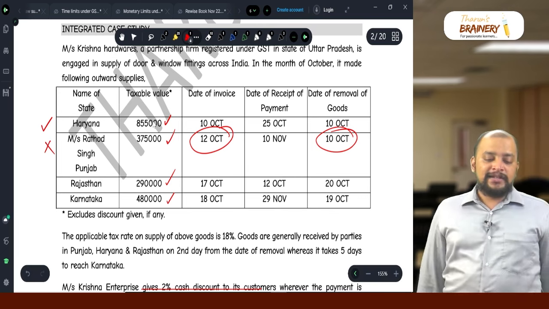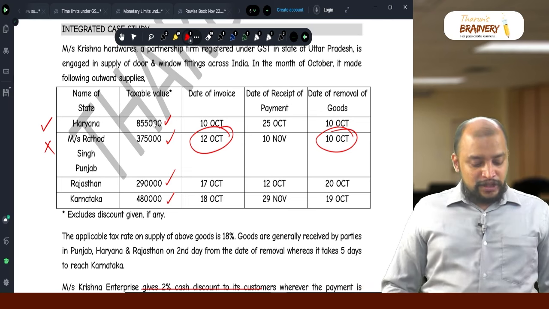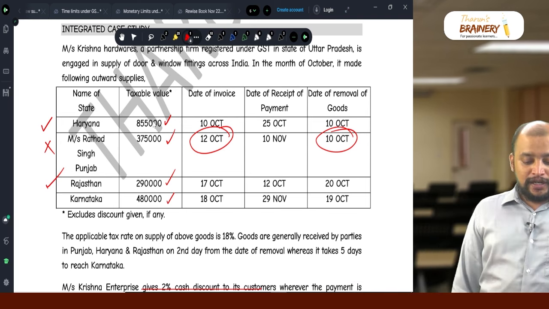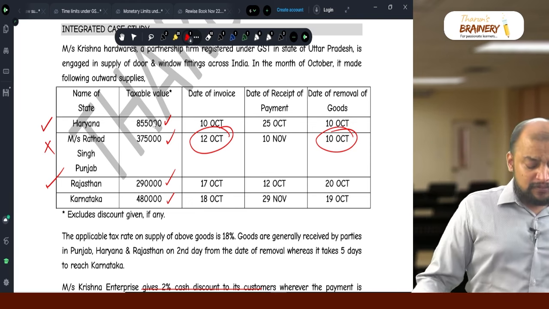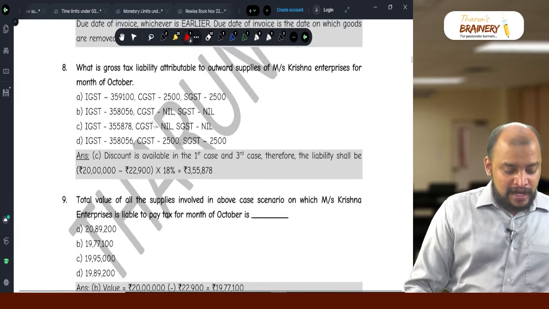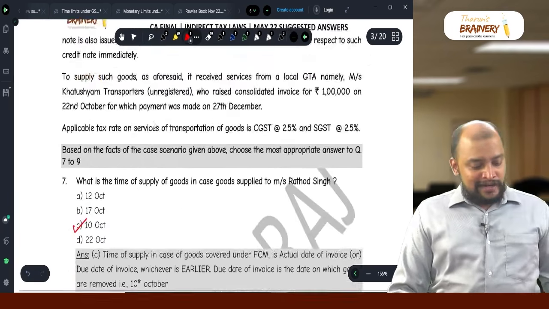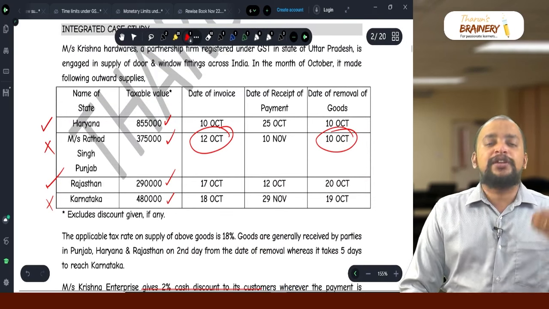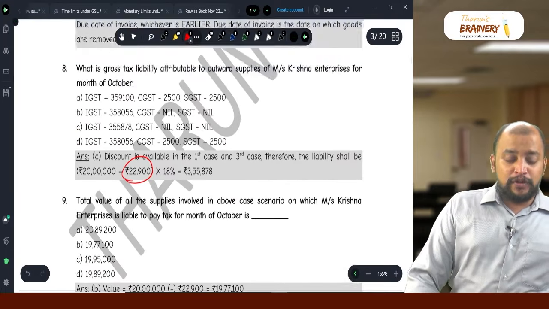Then again third case, whether the payment is received before the date of invoice, yes, and due to that reason discount is available. Then last case, whether the payment is before the date of invoice, no, and is it within 15 days from the date of removal, no. So which means in the first case and third case only there is a discount. That's what I have given. So that is 22,900. How 22,900? The 2% discount. So we need to add 8,55,000 plus 2,90,000 into 2%. That is the discount. So that is 22,900 reduced from the overall 20 lakhs.